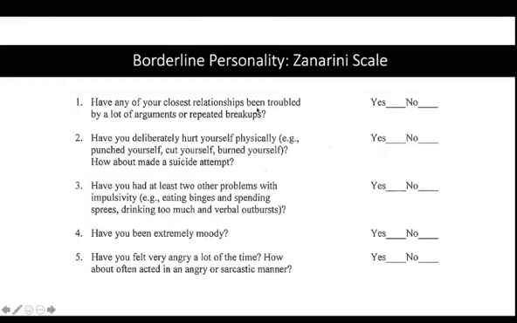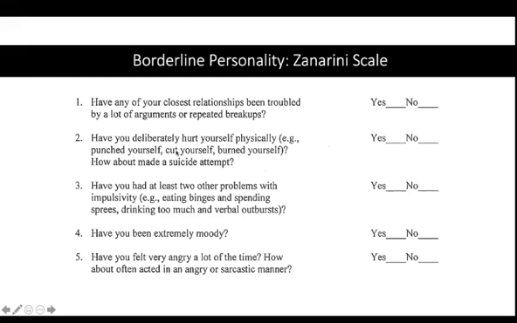So have a lot of your closest relationships had trouble, arguments, or repeated breakups? Yes or no? Have you deliberately hurt yourself, punched yourself, burned yourself? How about made a suicide attempt? Now this is interesting because it's kind of static. So if they cut themselves at 13 years old and they never cut themselves again, it's still scored as yes.